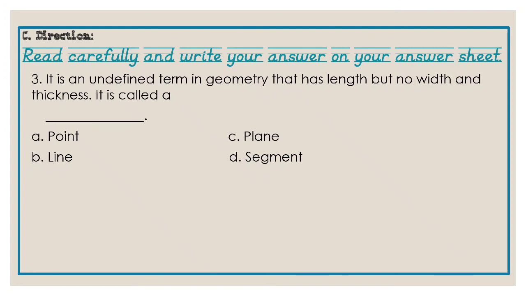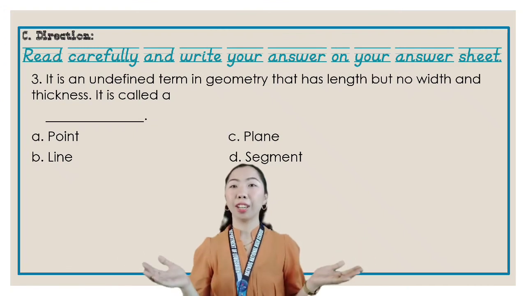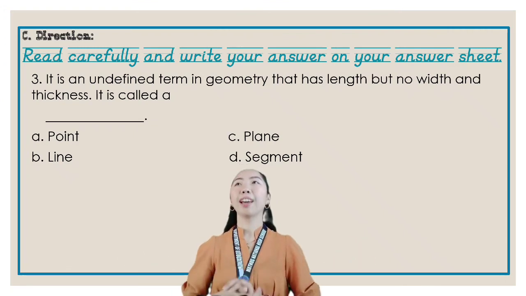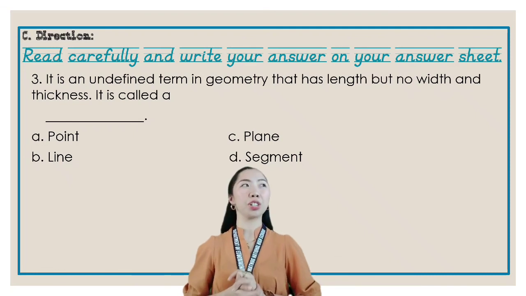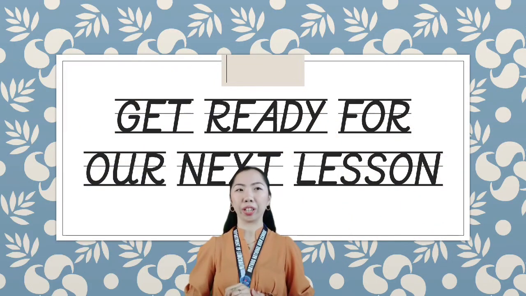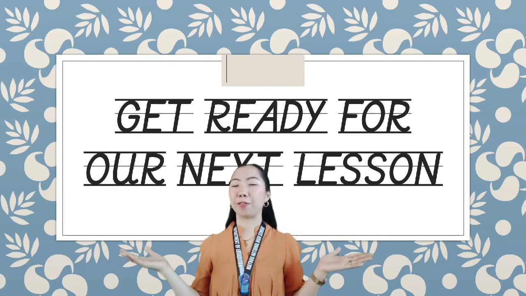Okay, for the final item, it is an undefined term in geometry that has length but no width and thickness. It is called a blank. A, point, B, line, C, plane, or D, segment. Okay, so if you are done with your answers, you may submit that to your subject teachers so they can check your work. That's it for today's video class.